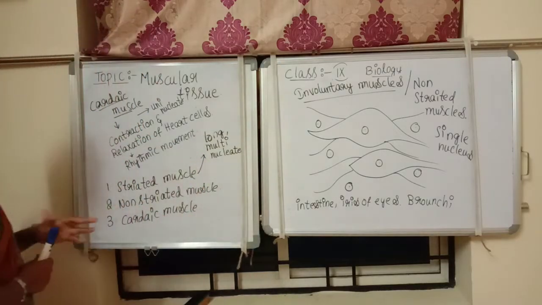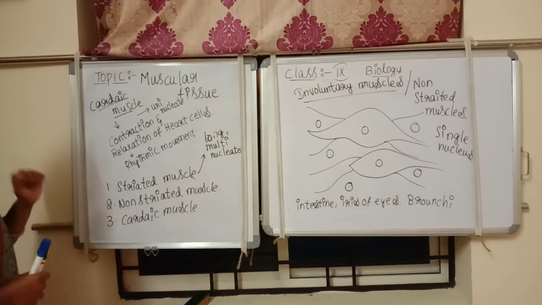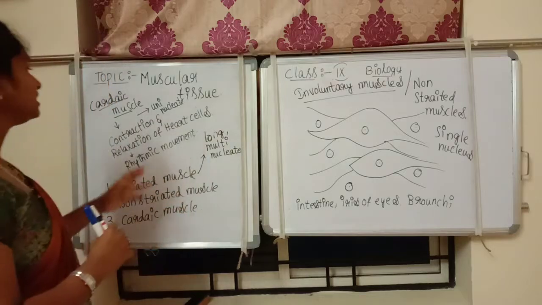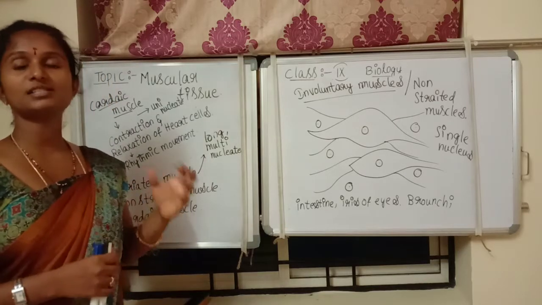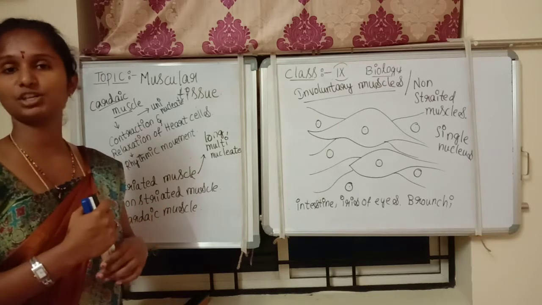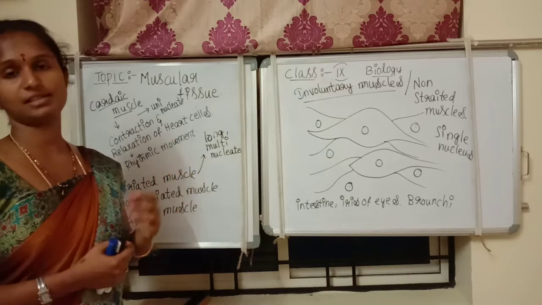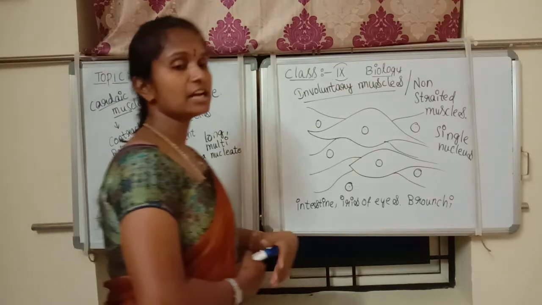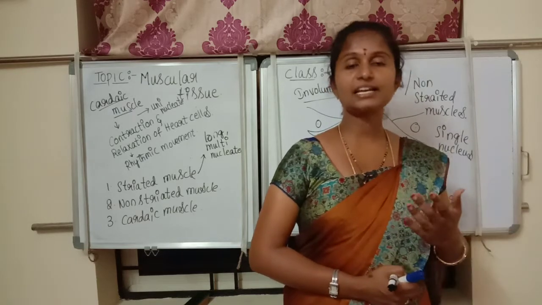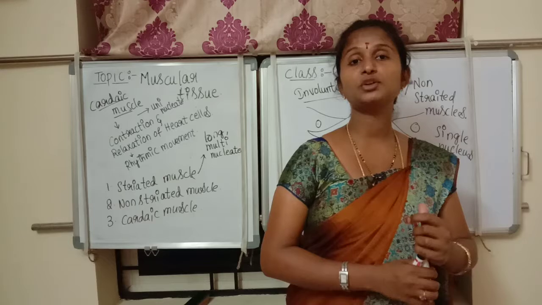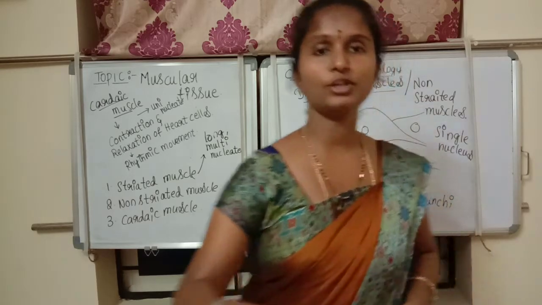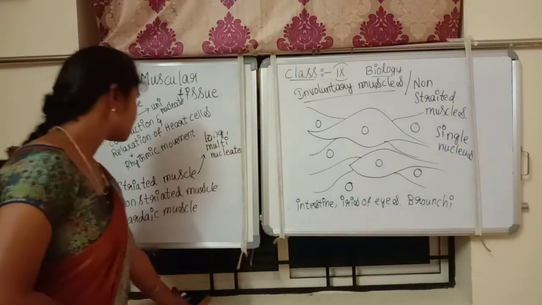And next, the last one is cardiac muscle. Cardiac muscle is a uninucleated cell, and these cardiac cells are helpful for the contraction and relaxation, the rhythmic movement of the heart. These cardiac cells are cylindrical, branched and uninucleated. This was about the last class, children, and in today's class we are going to discuss the nervous tissue.